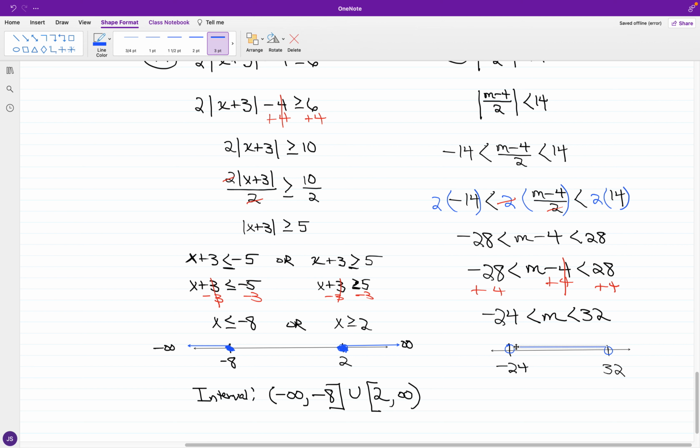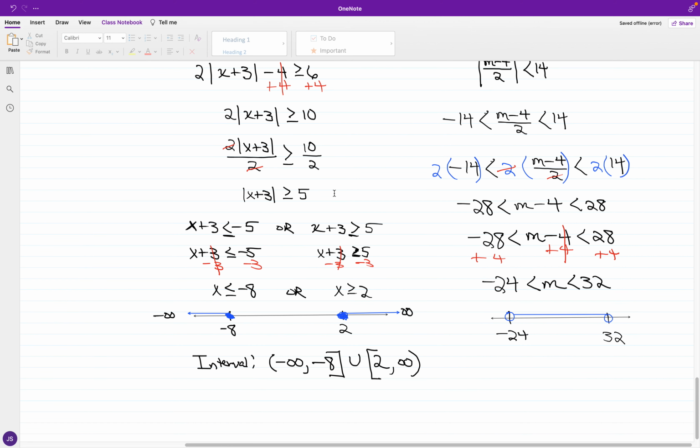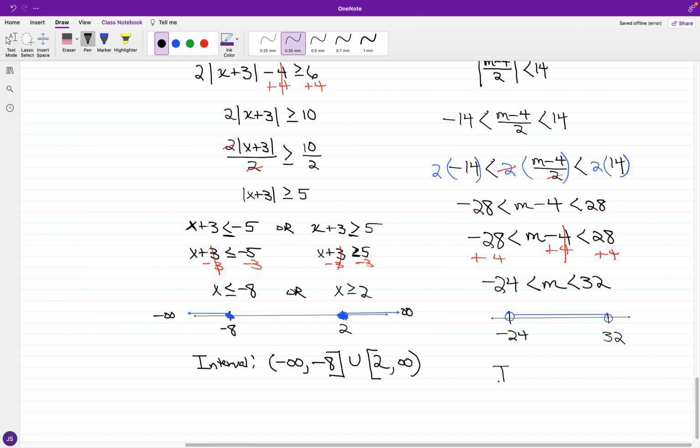And in terms of graphing, we end up with a line segment that attaches the circles on negative 24 and 32. And so we have, in the case of the interval solution, we're looking at between negative 24 and 32. Again, negative 24 and 32 are not included, and so we're back to the exclusive use of parentheses.